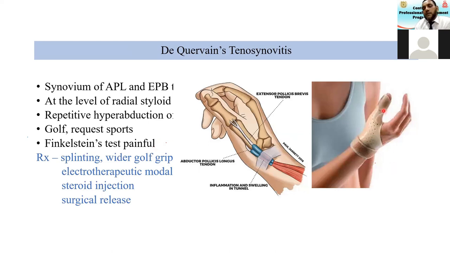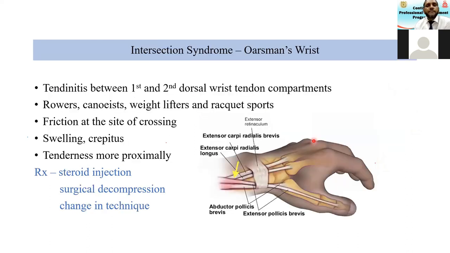This is the hyperabduction particular brace for de Quervain's tenosynovitis, which is widely available. The other condition which I discussed earlier, the intersection syndrome, or Oarsman's wrist, commonly in rowers, is a tendinitis between the first and second dorsal compartments. I said the first compartment contains abductor pollicis longus and extensor pollicis brevis, which involves the de Quervain's.